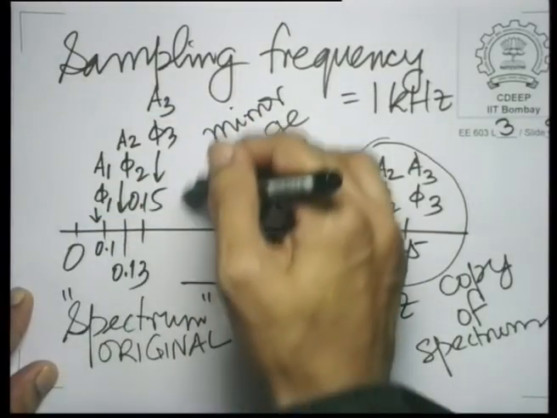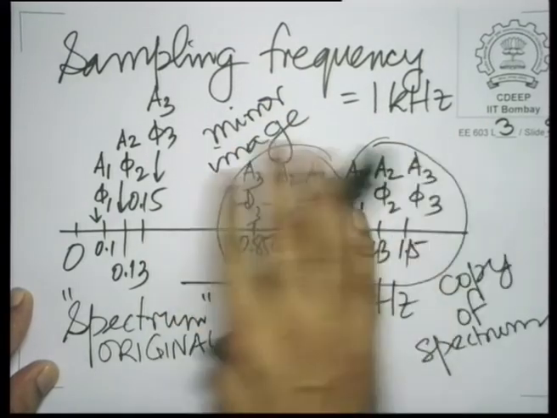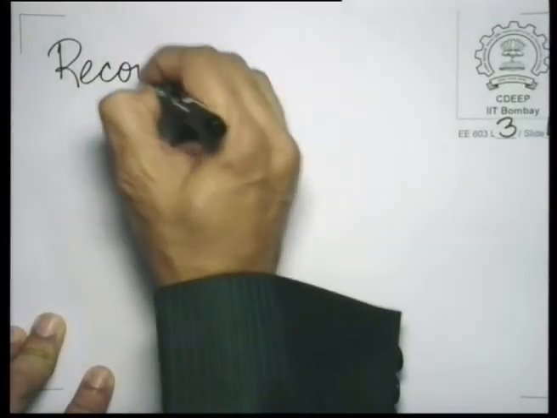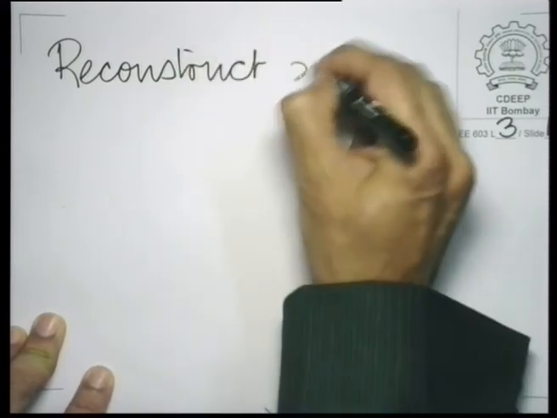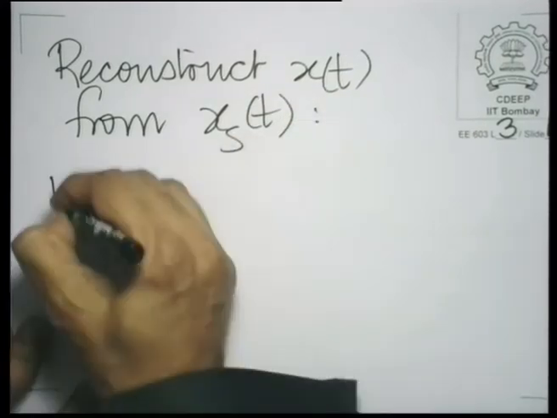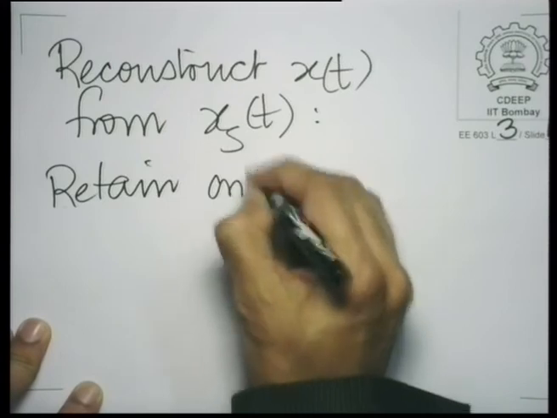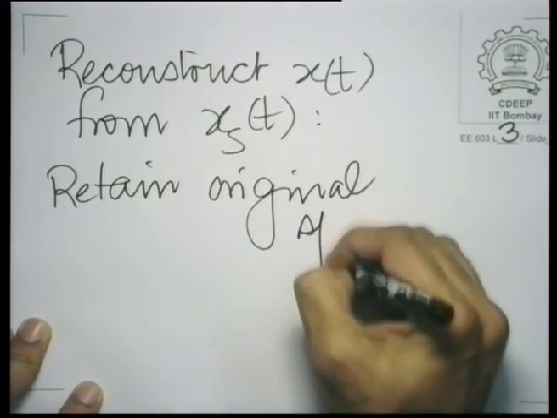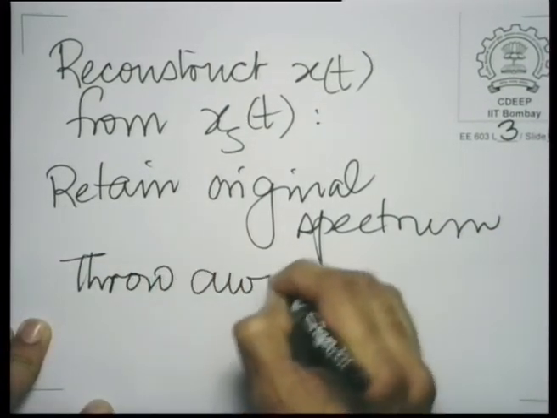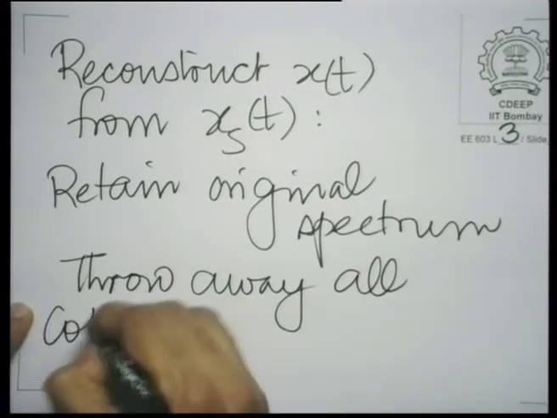In the spectral domain, what we need to do is to retain this and throw away this. Throw away not only this, all such copies. Let us write that down. It is a very simple idea. Reconstruct xt from xst means retain the original spectrum and throw away the copies, all copies and mirror images in fact.